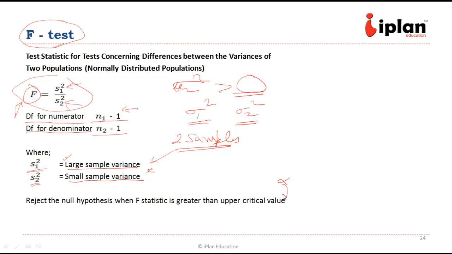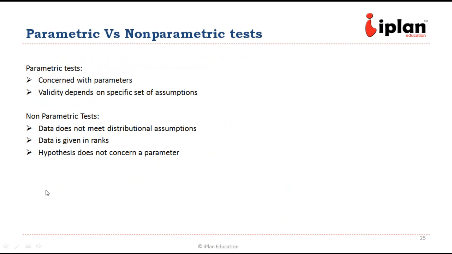From our significance level, we can look at the critical value of F from the F distribution table. Then we compare it with the F statistic. If it is greater, we reject the null hypothesis. So these were about the parametric tests we talked about. Let us move to the next topic.